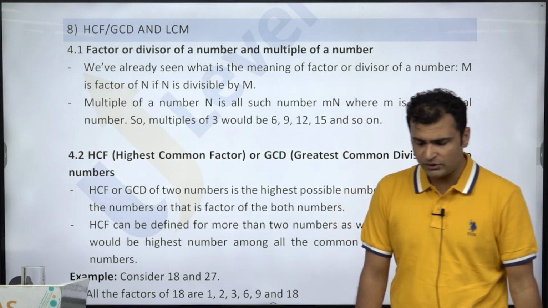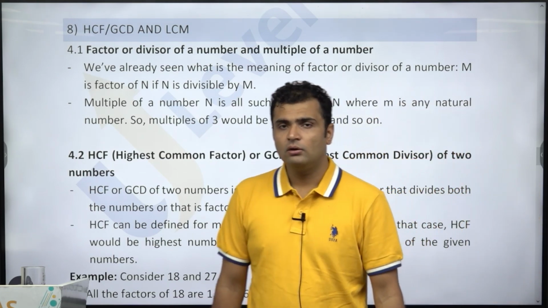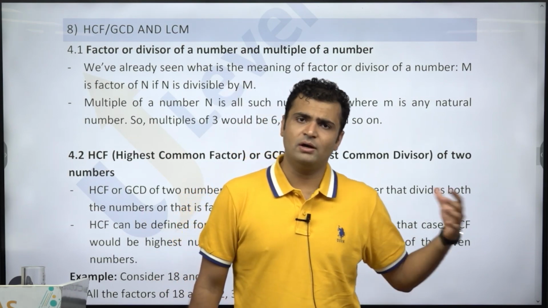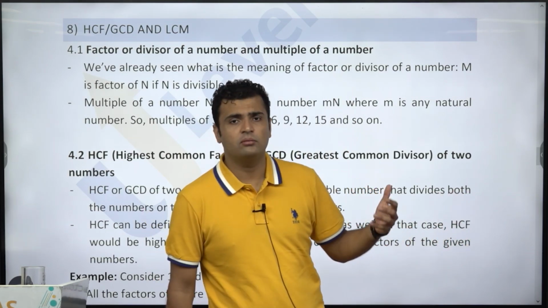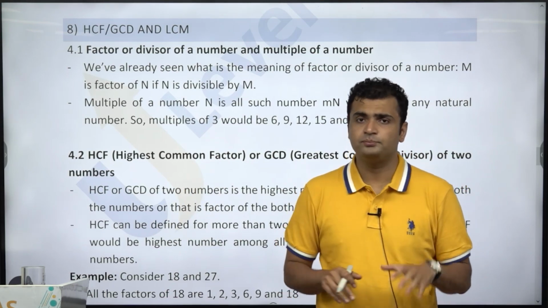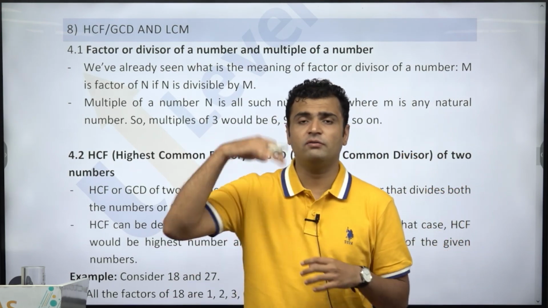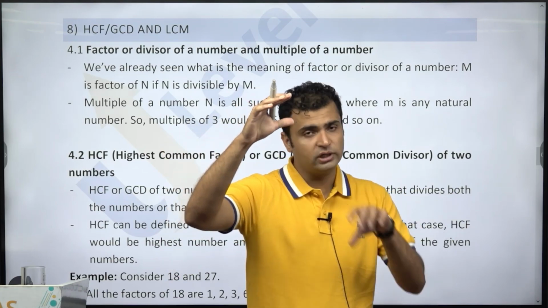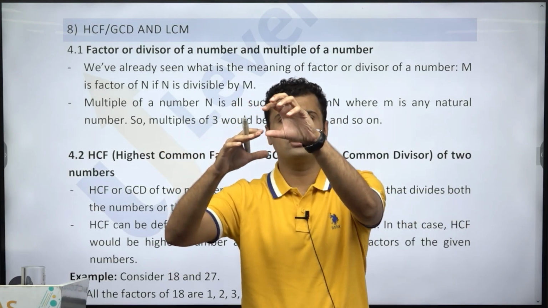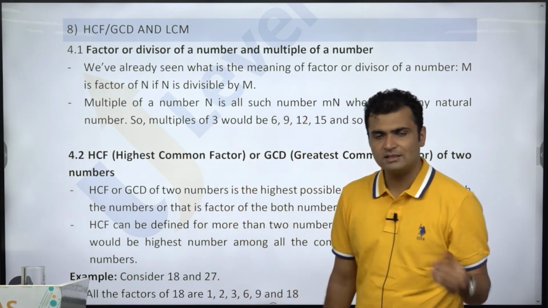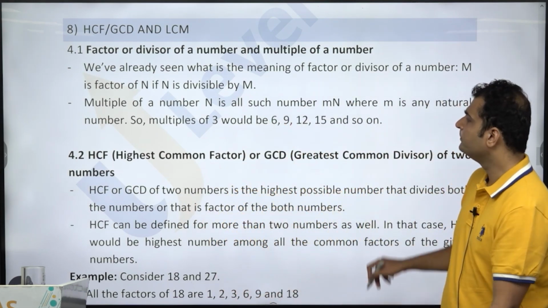Firstly, we have seen what we mean by factor. What do we mean by one number being a factor of another number? We know this from our earlier education as well, and today we have understood that in terms of prime factorization. One number is a factor of another number only when all the prime factors of this number to the respective power are also factors of the bigger number to the respective power. Then only we can say that this number is a factor of the bigger number.